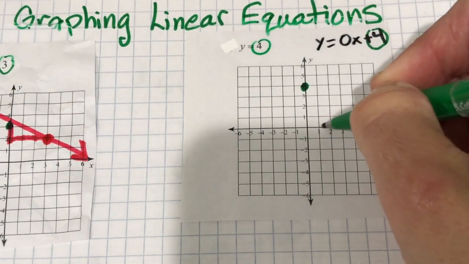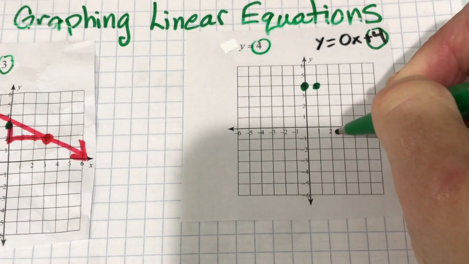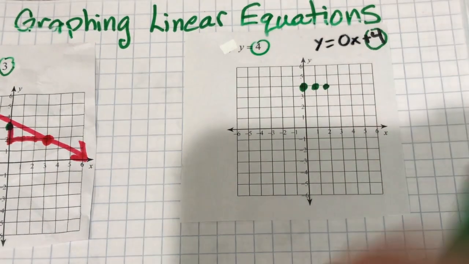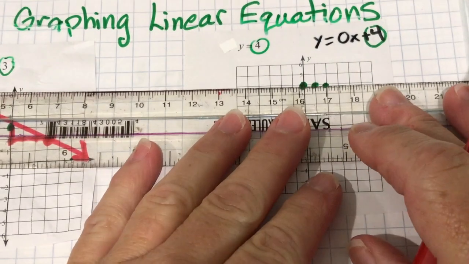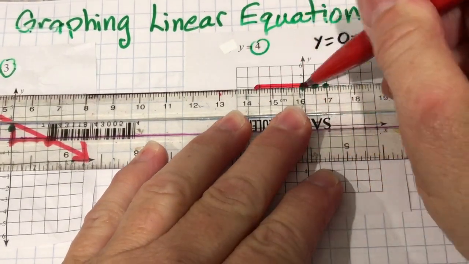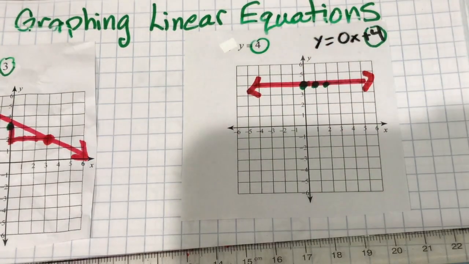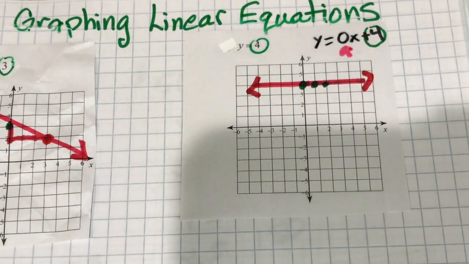But what if x is 1? Y is still going to be 4. What if x is 2? Y is still going to be 4. And now I can take my ruler and draw my line. And you'll see in this situation, it's a lovely horizontal line with a 0 slope. 0 slope. You can't say it has no slope because it does have slope. It's just 0 or flat.